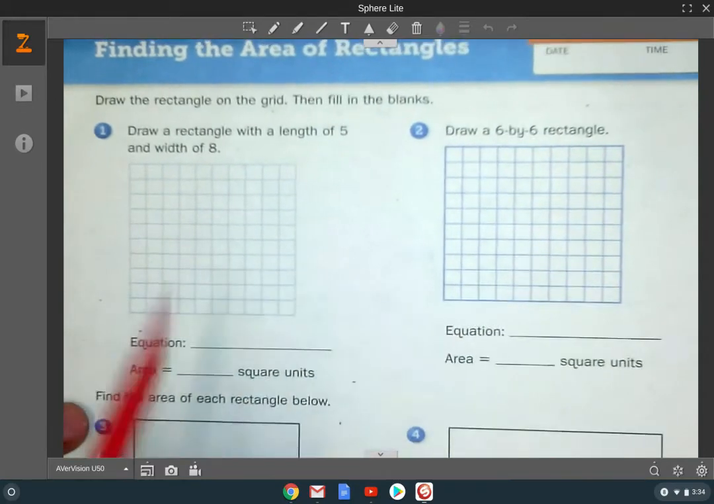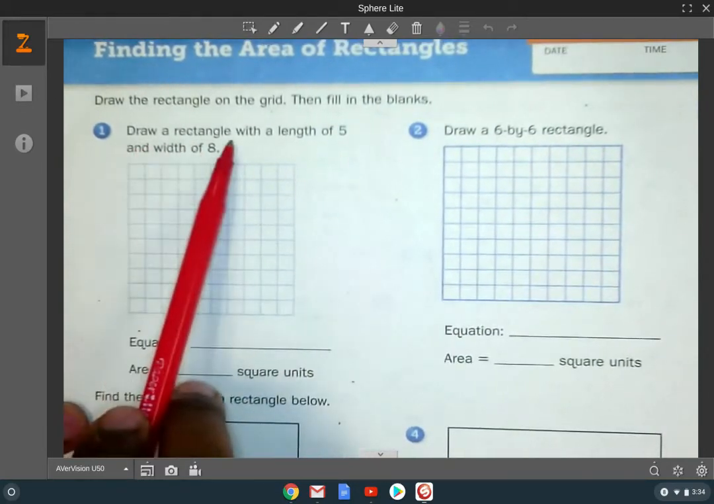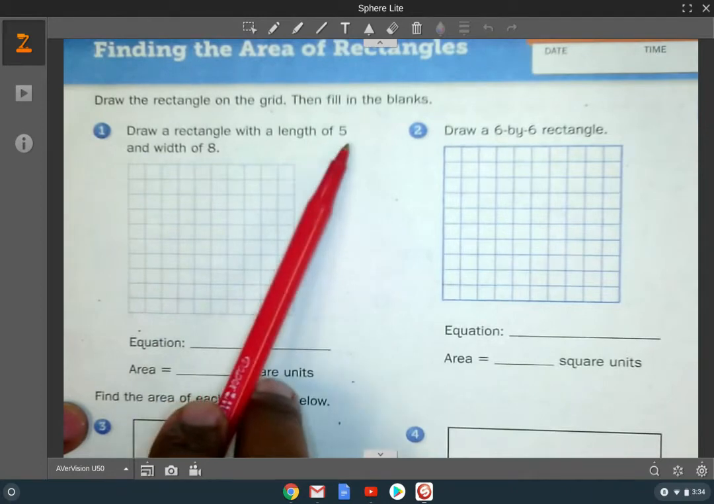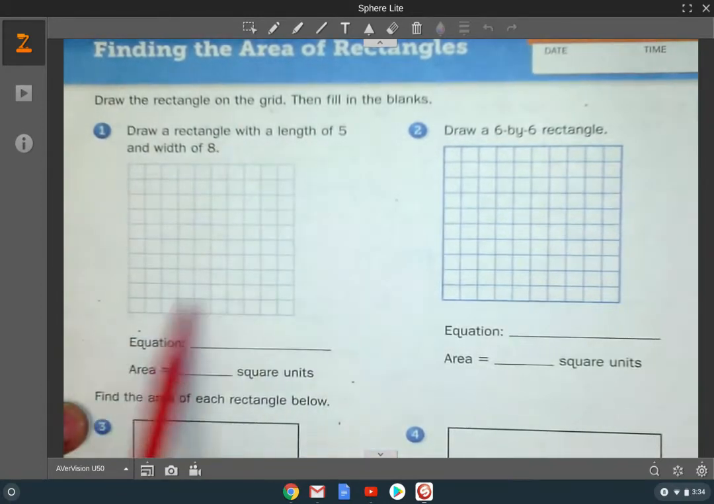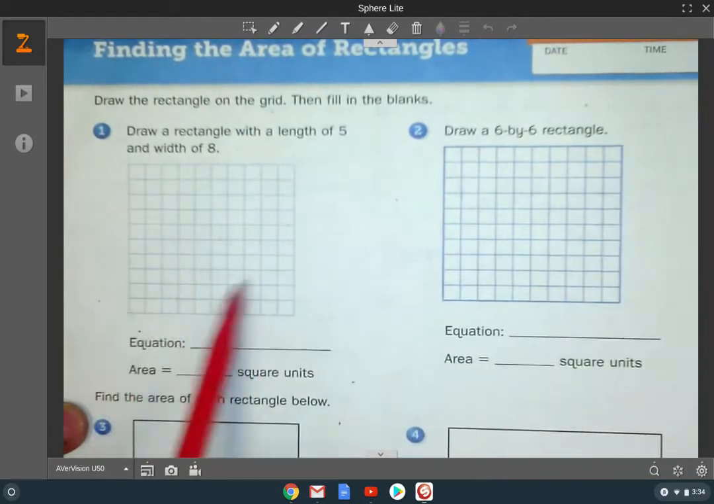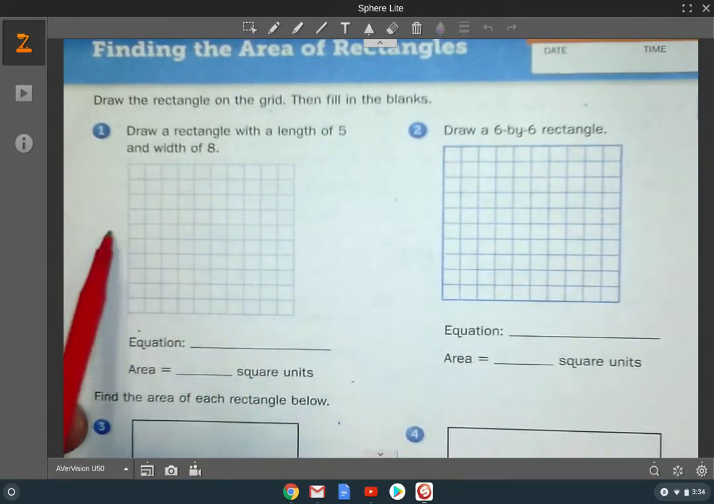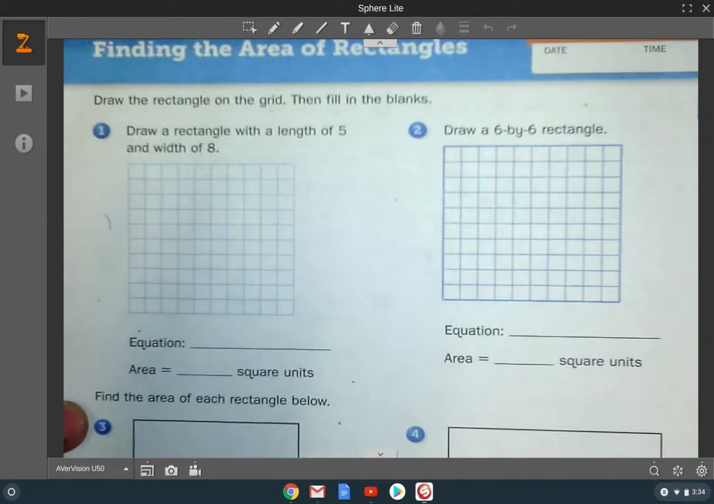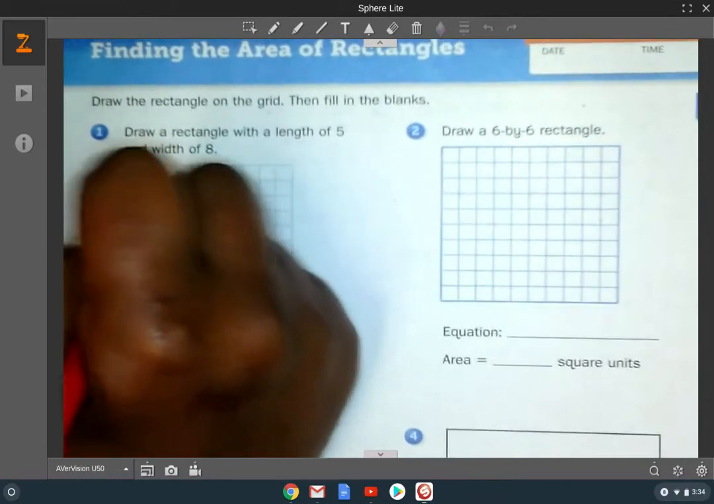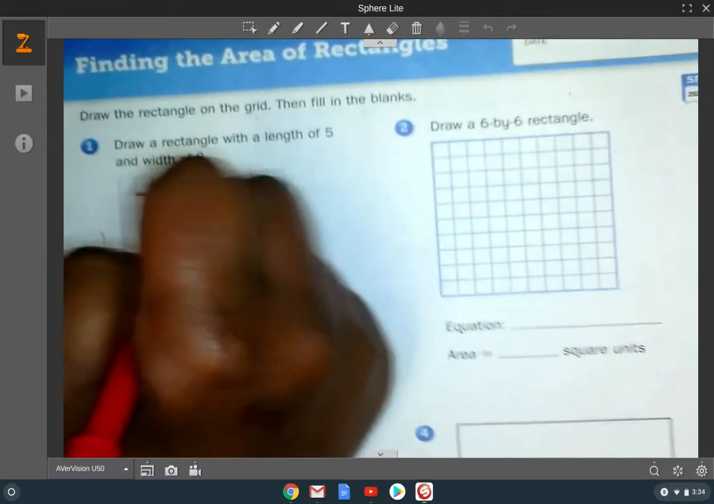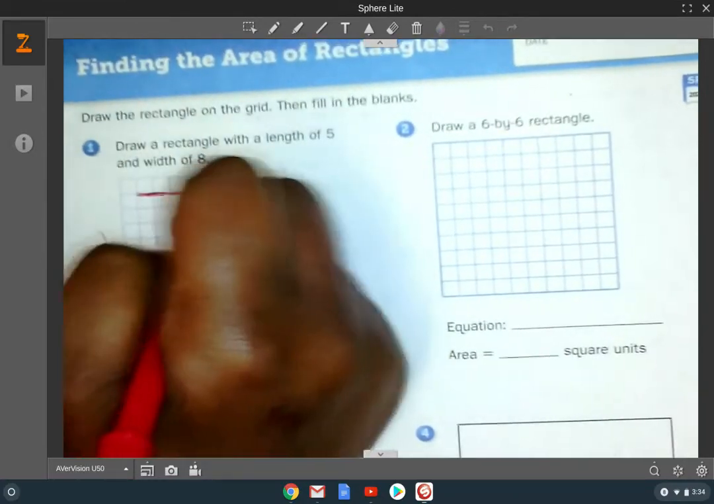The first thing we're going to do is draw a rectangle with a length of 5 and width of 8. This really helps us out because we have our square units already pictured. We're going to count them out. So we're going to start with our length of 5. 1, 2, 3, 4, 5.